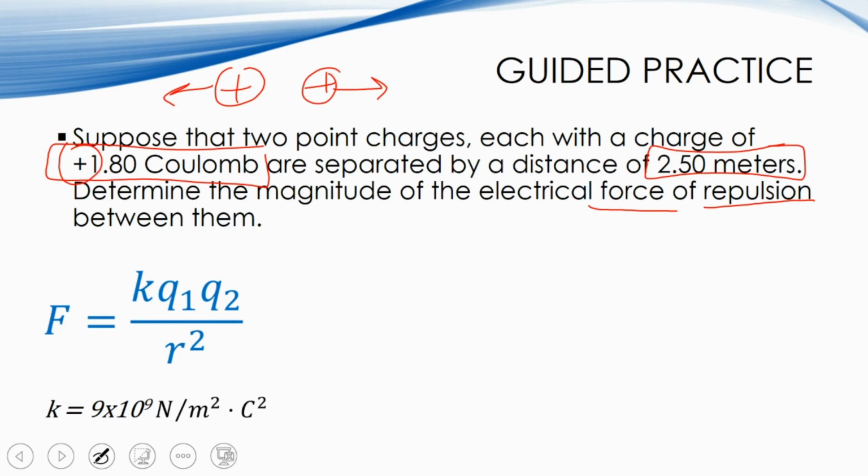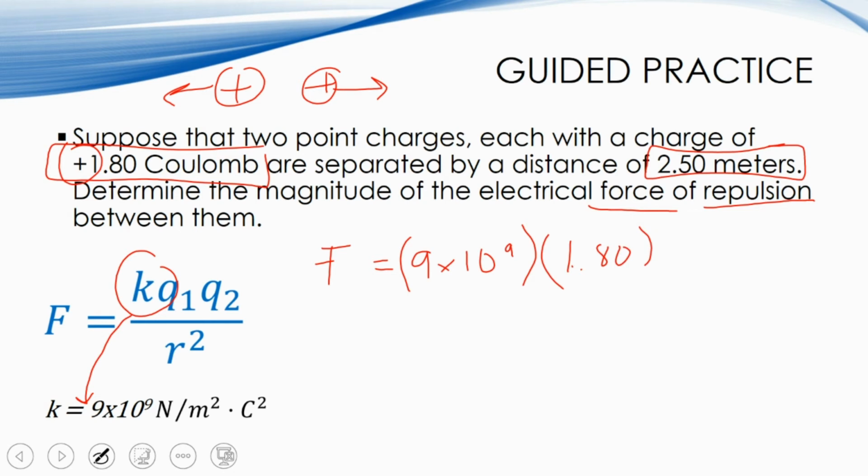So let's go ahead and put this into the equation. So we're looking for F, and we know that K is a constant. So this K will always be this value down here. So I'm just going to go ahead and write it in. And then I'm going to continue with Q1. And I know that Q is 1.80. So 1.80. And because we were told that there's two of them, right? I'm going to go ahead and multiply it by 1.80 again. And then I'm just going to continue on with my equation. I'm going to go ahead and divide that by my distance. And that distance was given to us as 2.50 meters. And because the equation has the distance squared, we're going to square that as well.